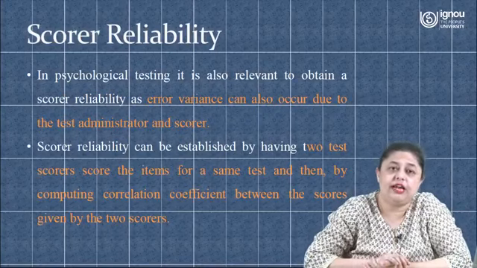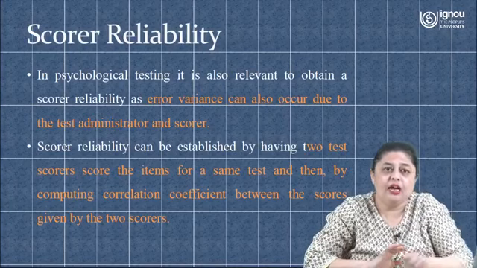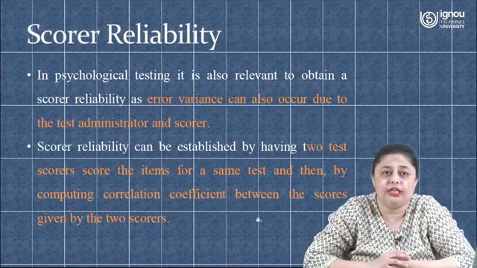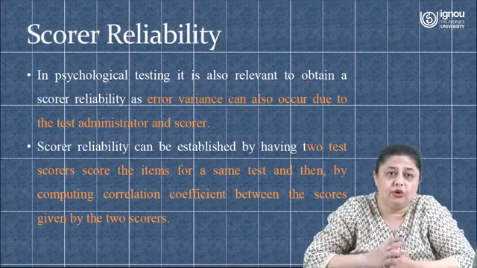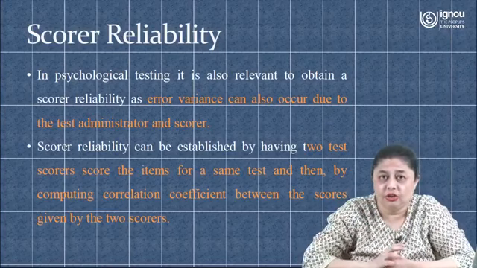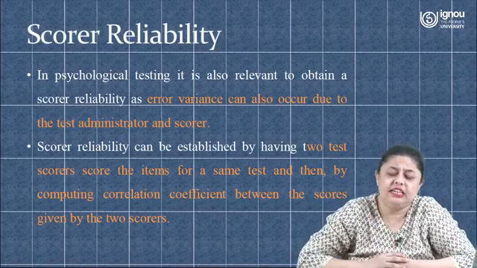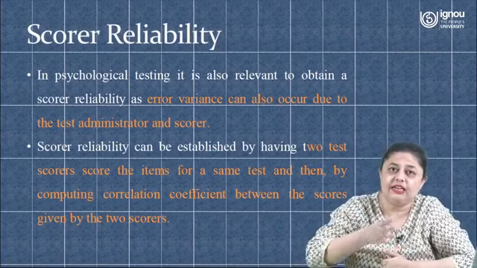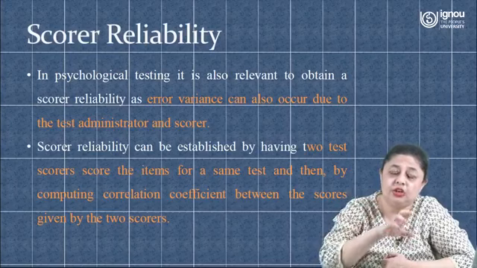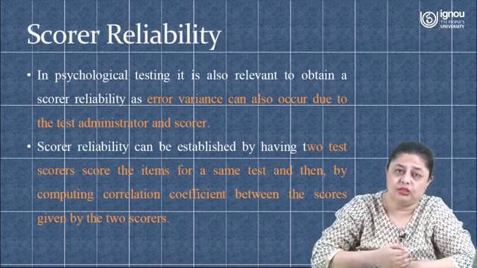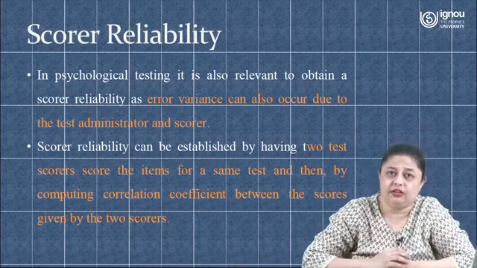There is one more that I missed, that is scorer reliability. I was talking about inter-rater reliability; error variance can also result from the way the scorers are scoring the test. This can easily be taken care of by following a procedure where two scorers are asked to score a single test, and then the way they have scored the test is correlated, and that will give you your scorer reliability.